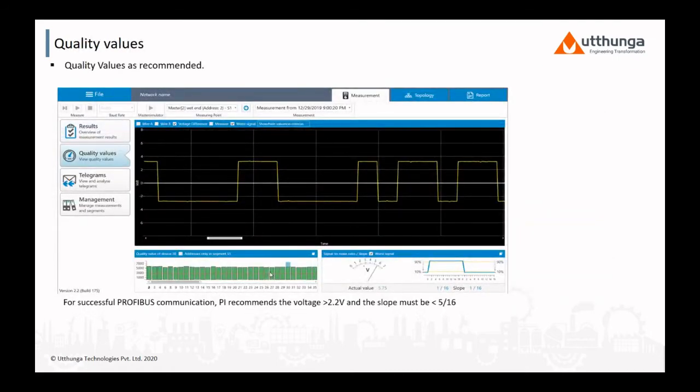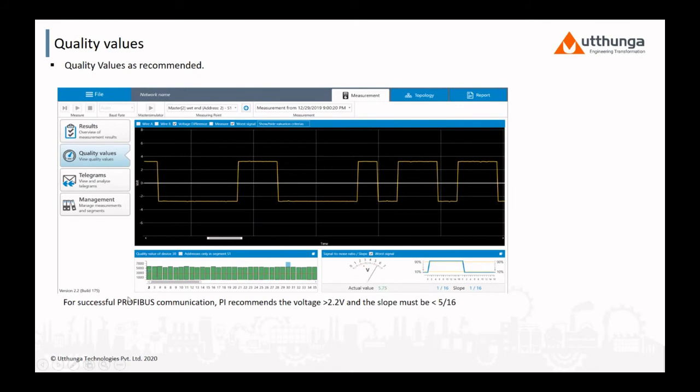Here the quality values are showing the perfect quality values. You are working with a PROFIBUS network, and the stable network is there. What is the quality value of a stable PROFIBUS network? You can see the oscilloscope mode, which is like the waveform of a PROFIBUS network. The perfect square wave is called your quality values, very good. And in the bar graph, every device, every address node, shows the green color. It means your quality index value is 5000, which means 5 volts.